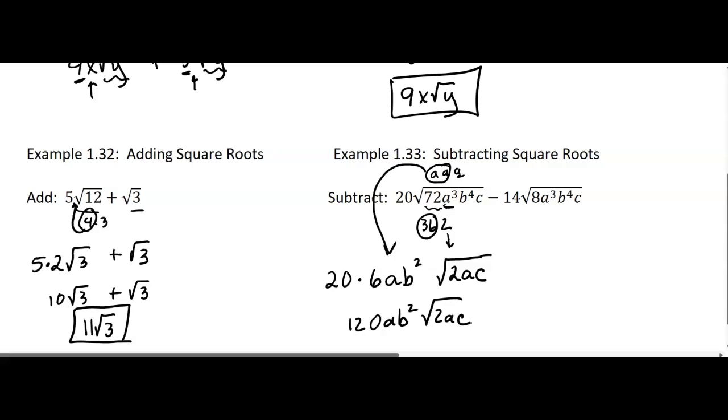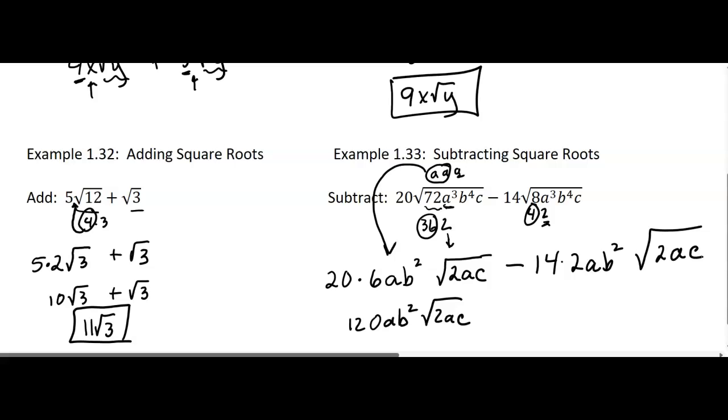Okay, now we got to do the minus. We've got the 14. Now what are you going to do with 8? 8 is 4 times 2. You can take the square root of 4, which is 2. And then you've got another a coming out. The b squared's coming out. And then what's left over on the inside? You've got the 2. You've got an a left over, and you've got a c left over.